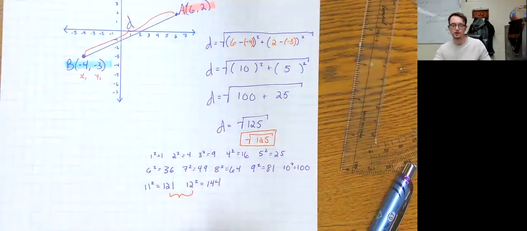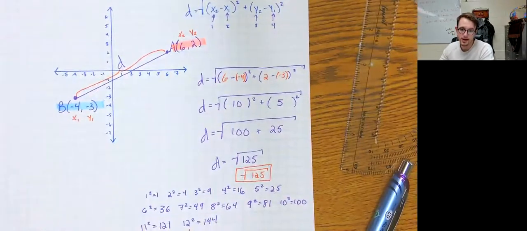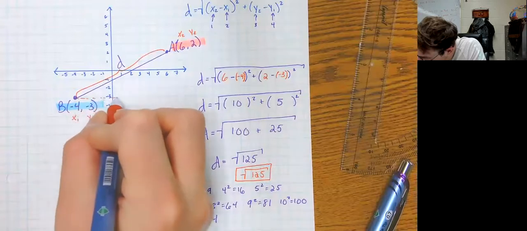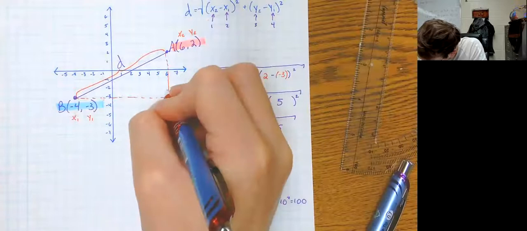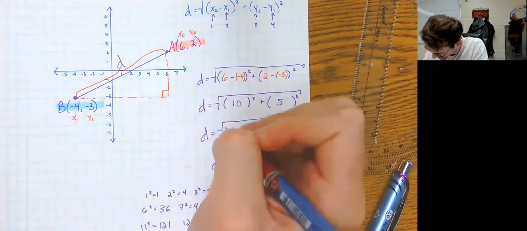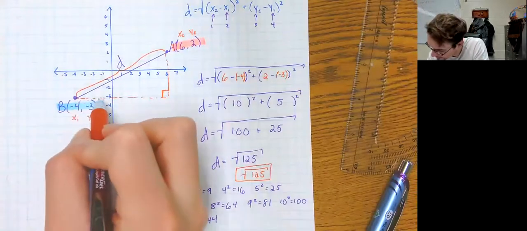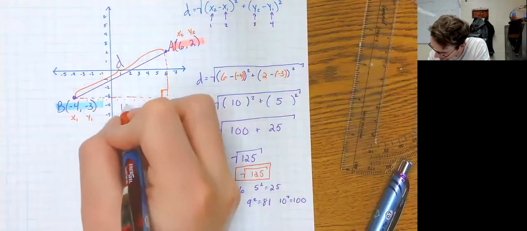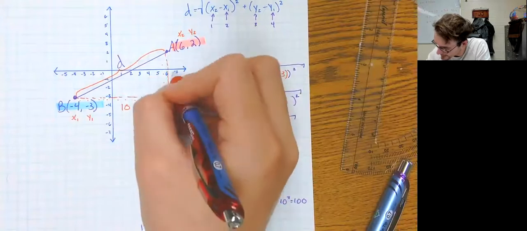Now, what I'm going to do here is, like I said, compare the distance formula to the Pythagorean theorem. So if I make a right triangle, there's my right triangle. And I just count the squares. I got 1, 2, 3, 4, 5, 6, 7, 8, 9, 10. So this side is 10. And then I go 1, 2, 3, 4, 5. This side is 5.